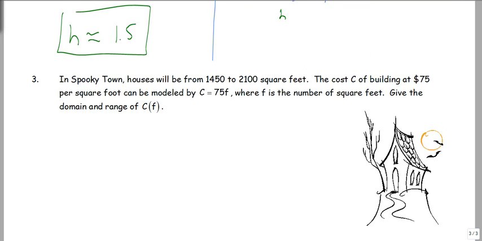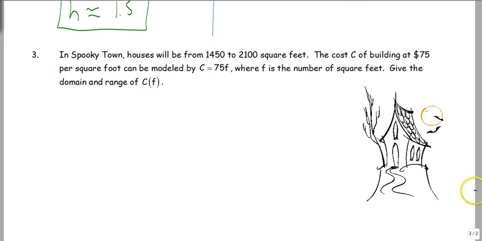Alright, now we've got Spooky Town. Houses will be from 1450 to 2100 square feet. The cost is $75 per square foot. And here's the cost function again. So cost depends on square feet. Give the domain and range. So that's all we need to do, is domain and range.